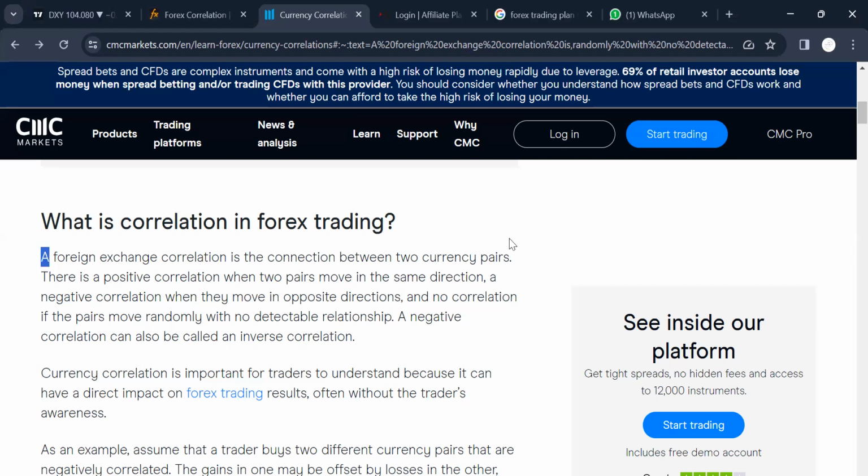A foreign exchange correlation is a connection between two currency pairs. There's a positive correlation when two pairs, for example EURUSD and GBPUSD, move in the same direction, and a negative correlation when they move in opposite directions, like EURUSD and USDCAD. And there are times when there's no correlation, if the pairs move randomly with no detectable relationship.